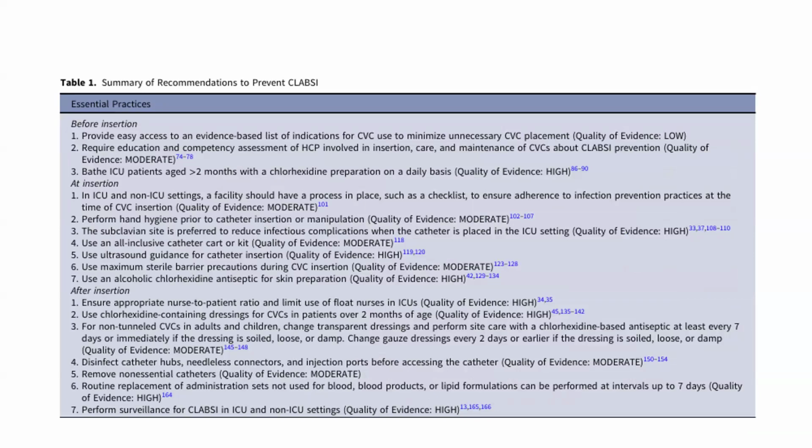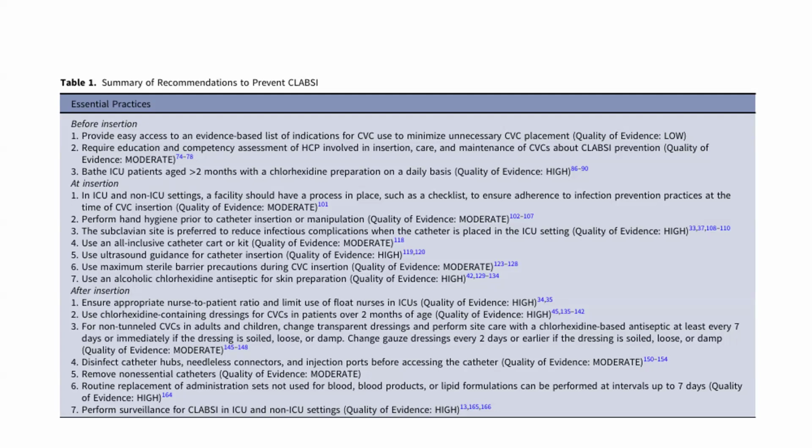Then the summary of the recommendations to prevent CLABSI. Before insertion, provide easy access to an evidence-based list of indications for CVC use to minimize unnecessary CVC placement. Require education and competency assessment of healthcare providers involved in insertion, care and maintenance of CVC about CLABSI prevention. Then bathe patients older than 2 months with chlorhexidine preparation on a daily basis.